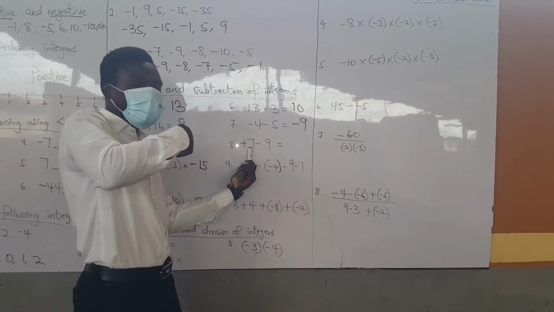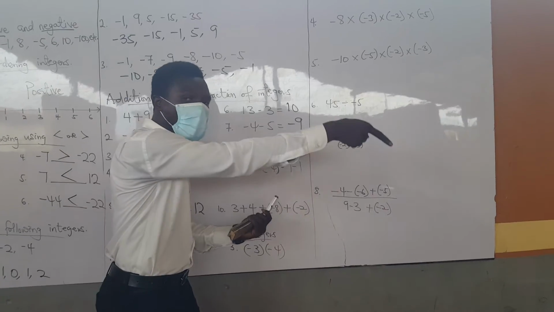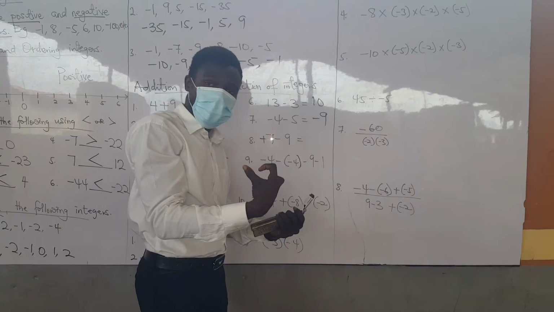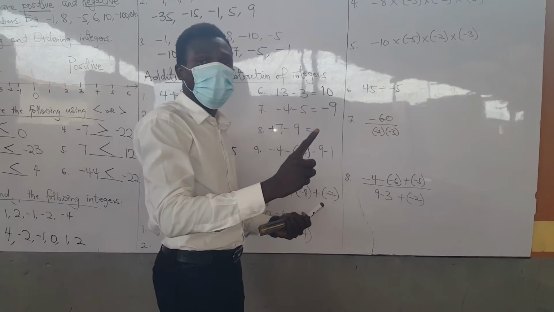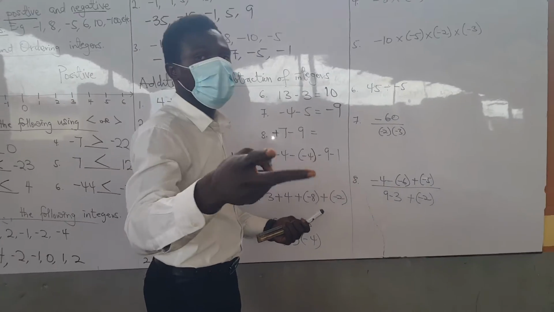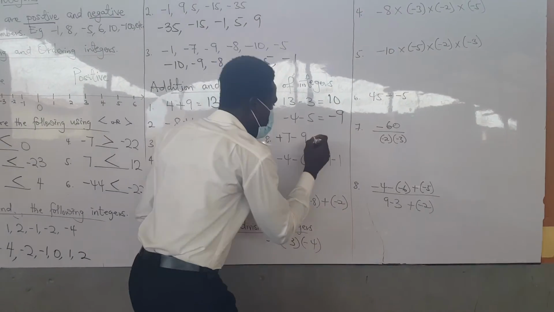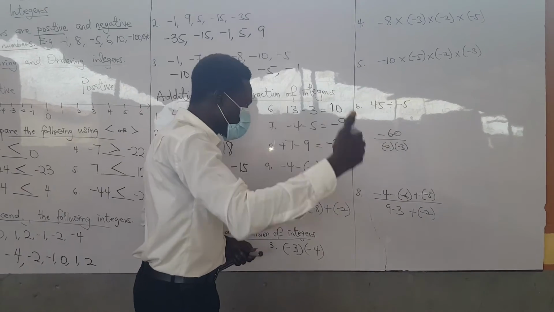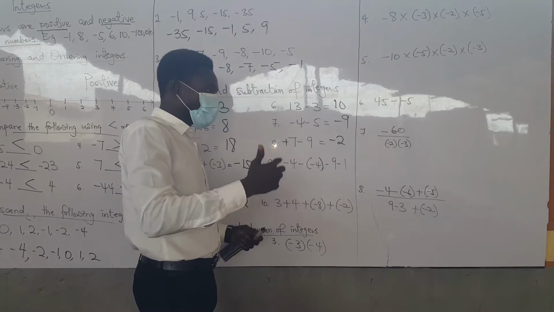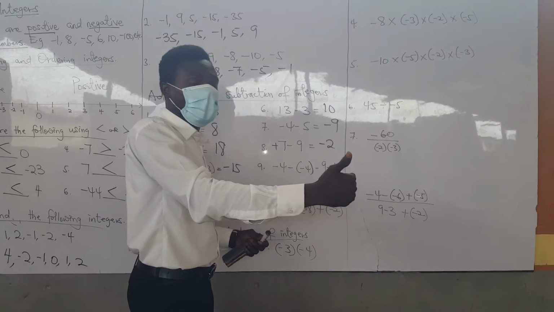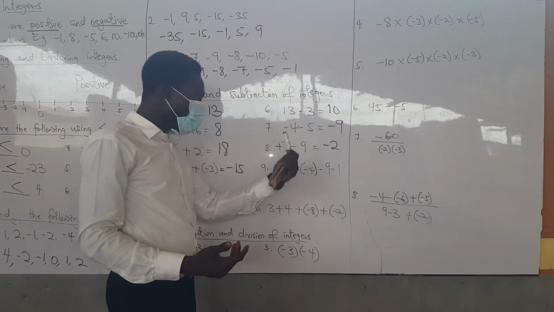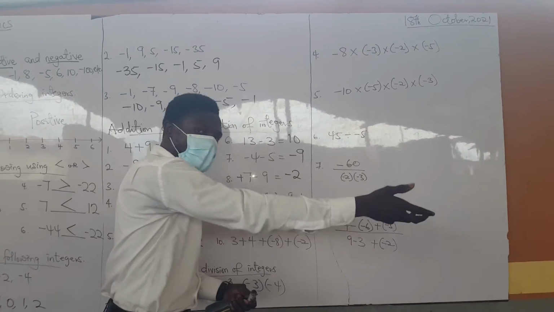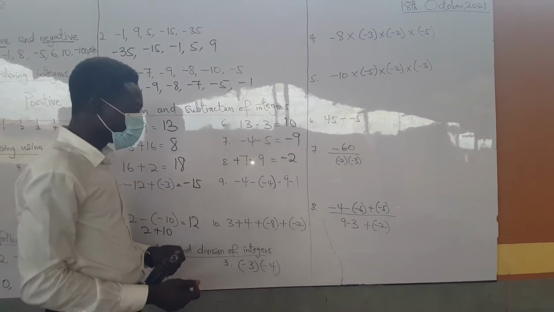So I have 7 and I owe 9. If I pay the 7 that I'm having, I'll still owe again. But this time I'm going to owe 2. So because I am owing, I'm going to say negative 2. Always remember, if a negative sign is in front of the number, it means you are owing. So I owe 9, I have 7. If I pay, I'll still owe, which is negative 2.